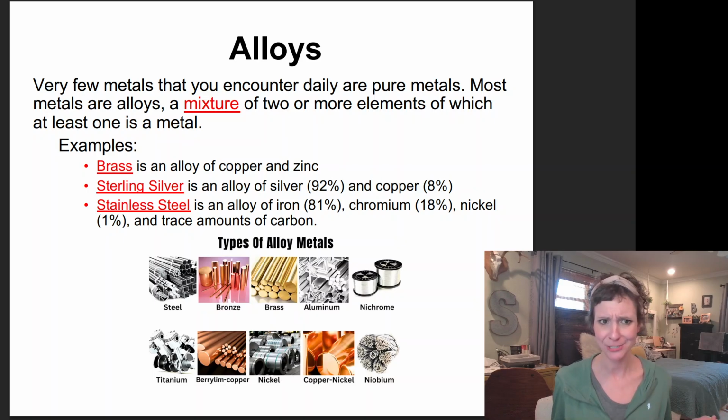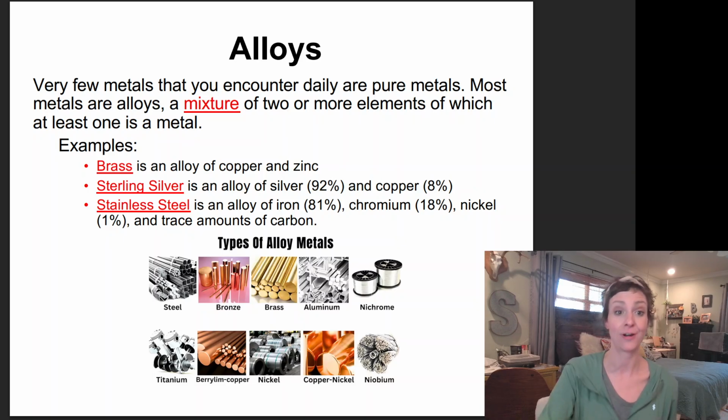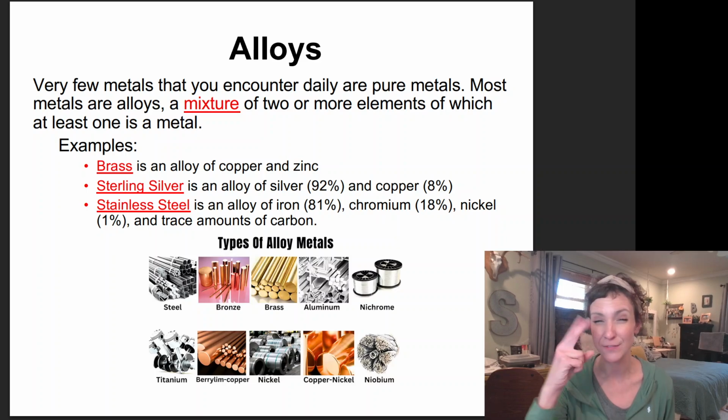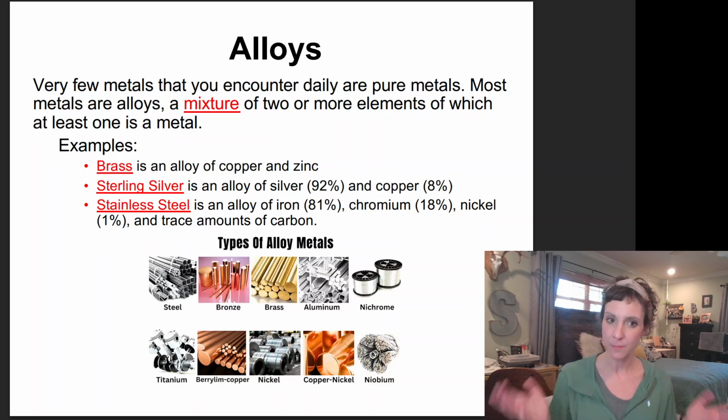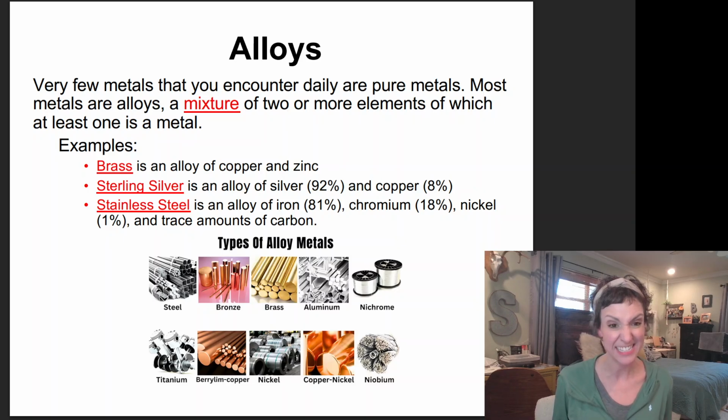Okay, so here's some examples. You've probably heard of brass before. Brass is actually an alloy of 2 different metals, copper and zinc. Okay, sterling silver is another one. It's made up of mostly silver and copper. That's what makes up sterling silver. Stainless steel, a lot of our stuff is made up of stainless steel. That's an alloy of iron, chromium, and a little bit of nickel, and a little bit of carbon.